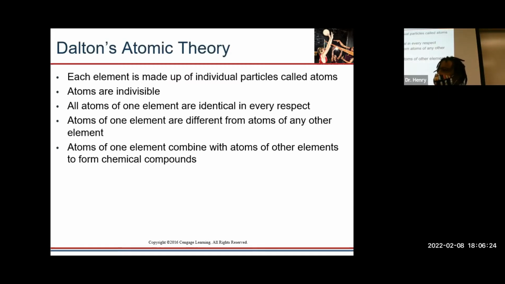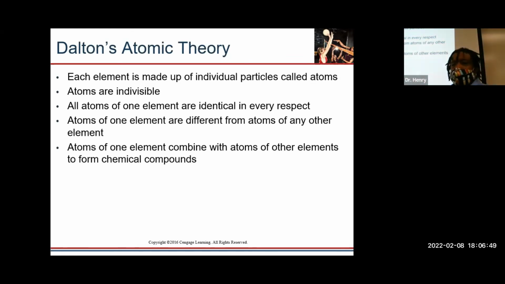Okay, so there's this guy named Dalton. Dalton has this theory based upon the atom, right? And so what he said was that each element is made up of individual particles called atoms. And these atoms are indivisible. Do you guys know what I mean by indivisible? It means it can't be broken down. It can't be separated. So an atom can't be separated.